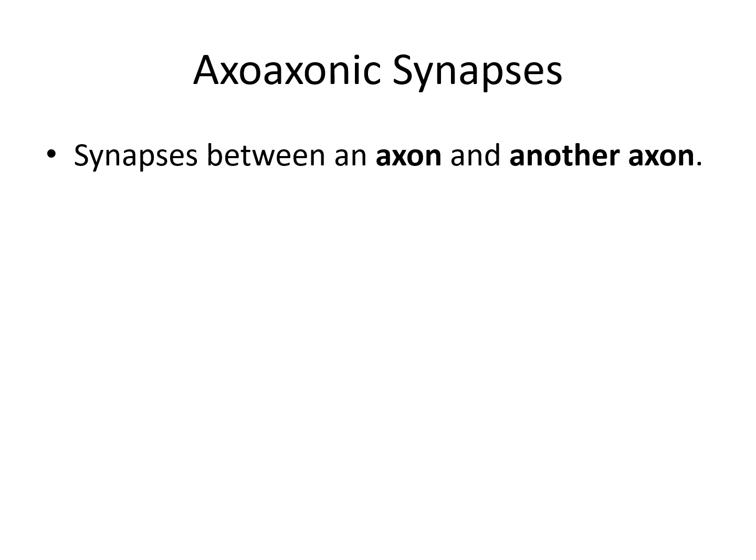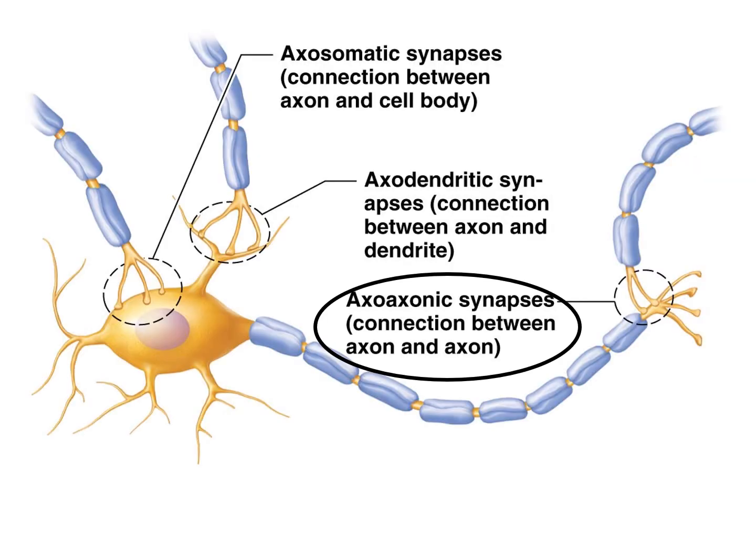Finally, we have axoaxonic synapses, synapses between an axon and another axon. So here's a synapse between the axon of one neuron with the axon of another neuron. These are not too terribly complicated. You just have to remember what each of these prefixes and suffixes mean.